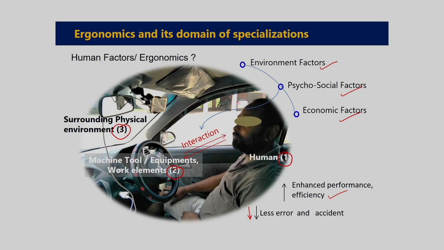From this scenario, we can define automotive ergonomics as a specialized branch of ergonomics, where we are discussing human compatibility with automotive products and all other factors which affect these interactions. Why? So that we can improve the performance, efficiency, and productivity of the overall system, not only the user. The user's performance will increase, and at the same time the overall system performance, that system comprising the human, equipment, and surrounding physical environment. The whole system's performance, efficiency, and productivity should increase, and at the same time there should be less chance for error and accident.